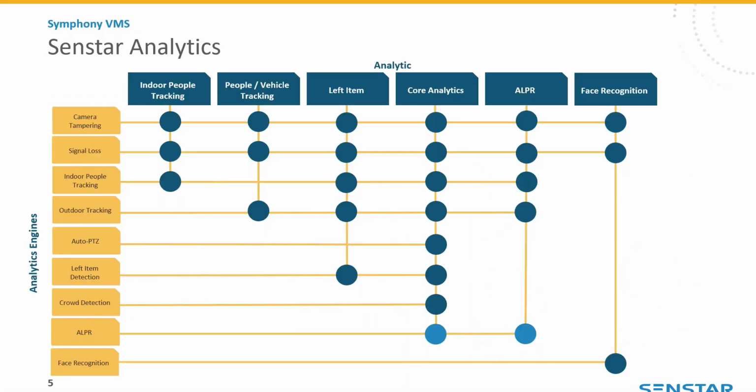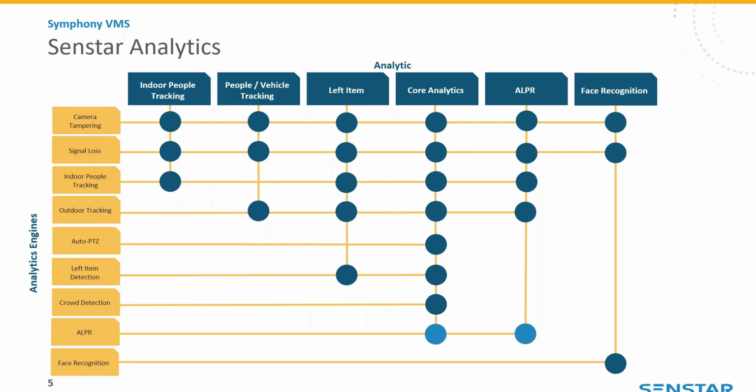So what is included with the analytics? There are 2 different analytics that we have for LPR. One is our core analytic, and as a part of the core package, you receive all of the analytics that Senstar Symphony has to offer, excluding facial recognition. So you get indoor and outdoor people tracker, left items, automatic PTZ, and those analytics are included when you buy the ALPR engine with core analytics.